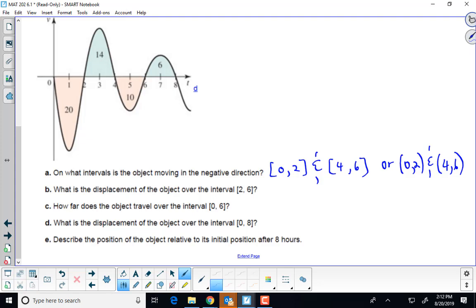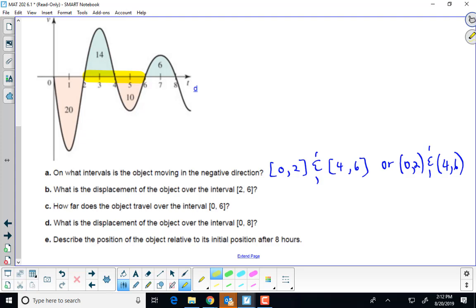What is the displacement of the object on the interval from 2 to 6? If we come up here and look from 2 to 6, we're sitting in that interval right there. What do you think? Think about what the displacement would be. Anyone from this table? Displacement? 4. So displacement is 4.